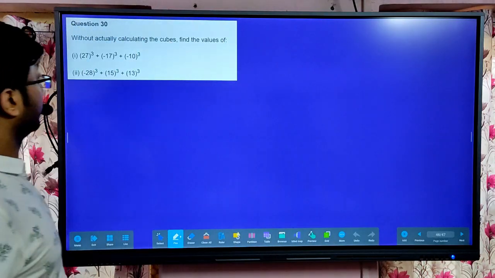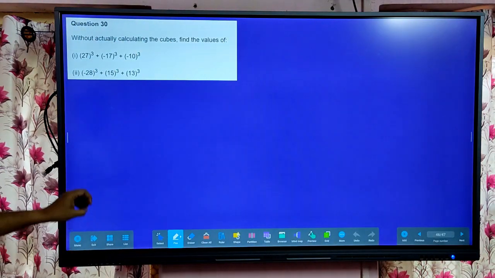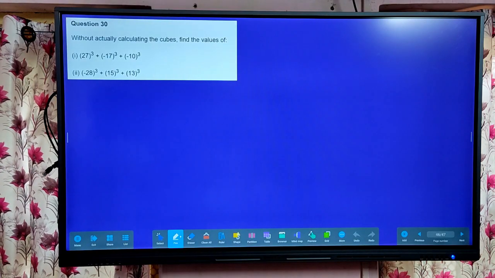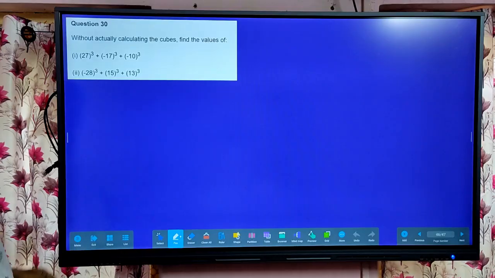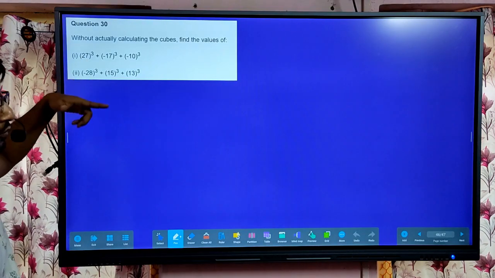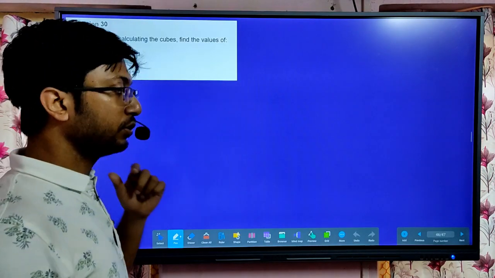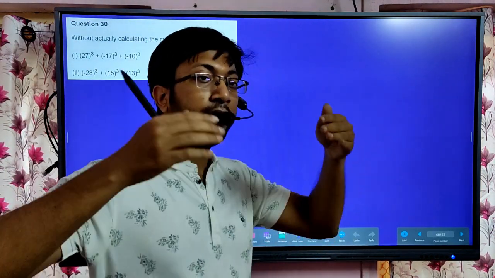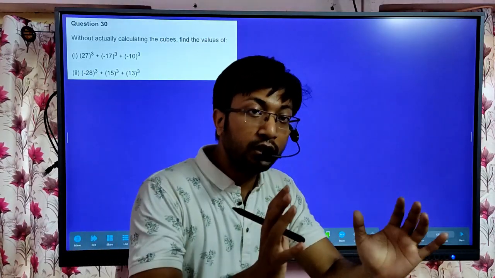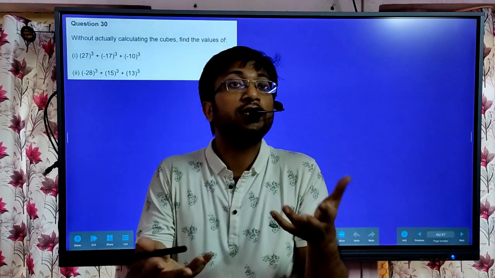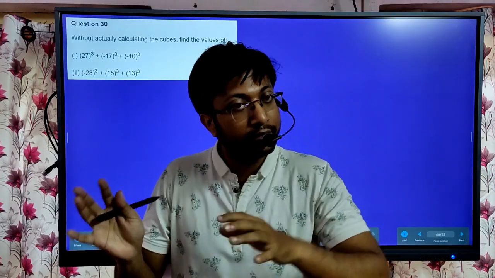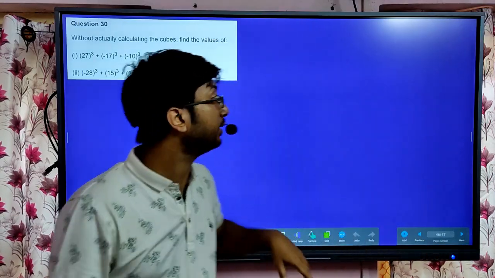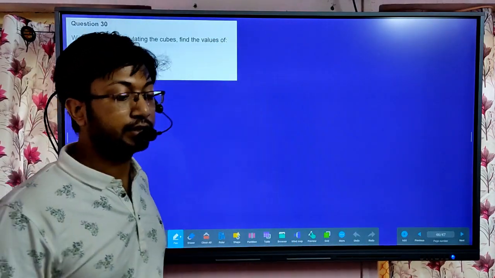So next question. Without actually calculating the cubes, find the value of. Now you see, this question I have taught you that if a plus b plus c equal to 0, you don't have to calculate a cube plus b cube plus c cube, because the value of a cube plus b cube plus c cube will be equal to the value of 3abc. So which one is easier? We just do 3abc, and that value will be equal to a cube plus b cube plus c cube only when the sum of abc is 0.